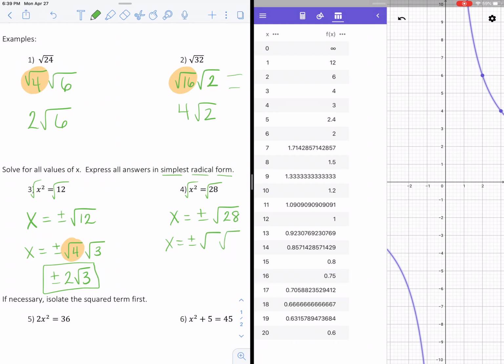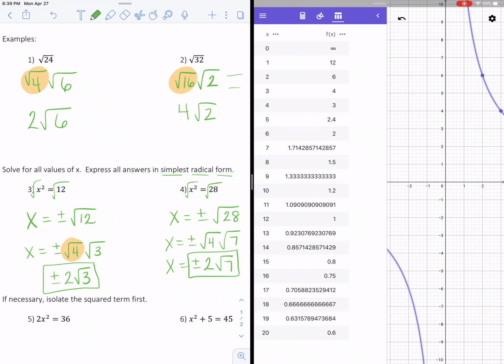You could put 28 divided by x in the calculator, or realize 4 times 7 is 28, and 4 is a perfect square again. So we bring down the plus or minus. The square root of 4 is 2, radical 7. Final answer is positive or negative 2 radical 7.